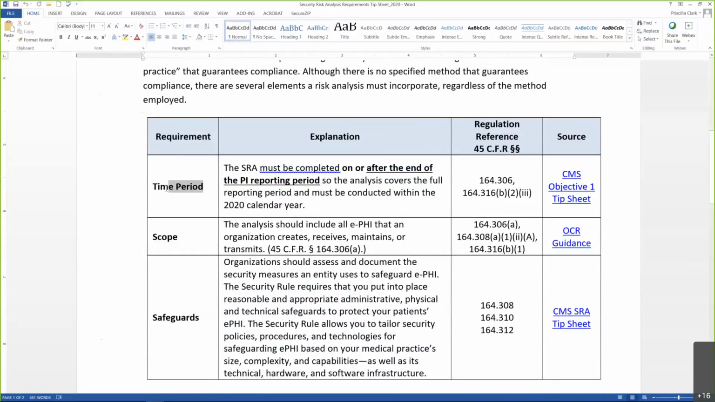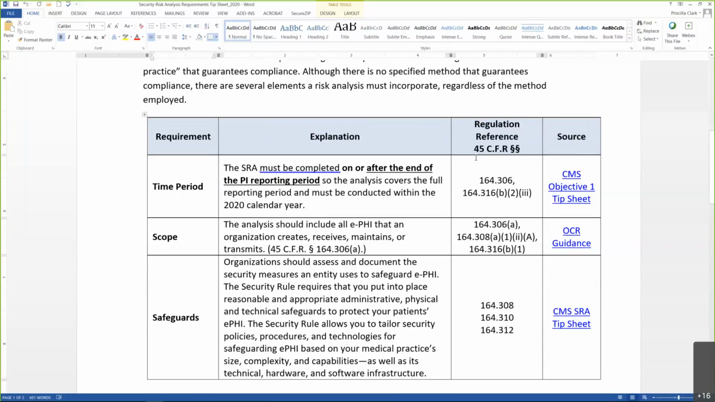So the time period. What we first do when we see a security risk analysis is look for the date, because if it's not dated sufficiently, then everything else listed is not going to matter, because you didn't make sure it covered the correct period. The SRA must be completed on or after the end of the PI reporting period. So the analysis covers the full reporting period and must be conducted within the 2020 calendar year.